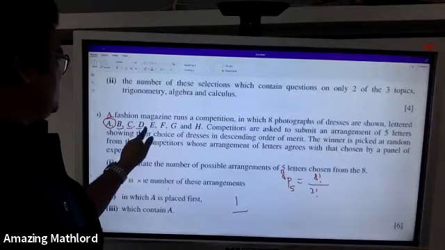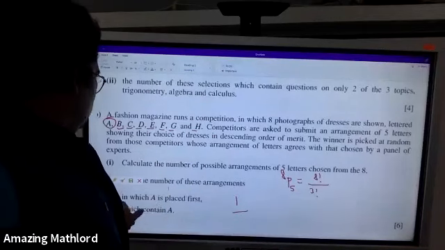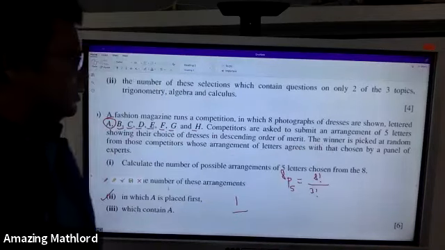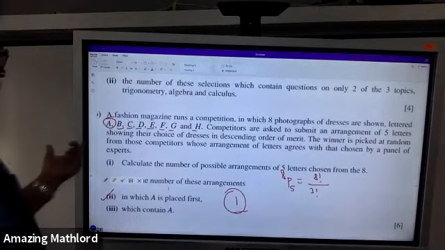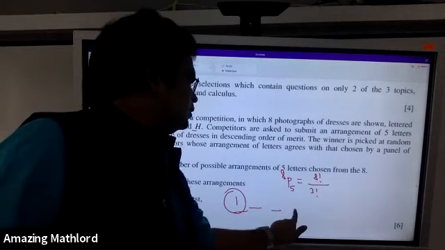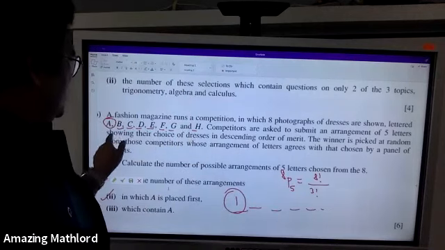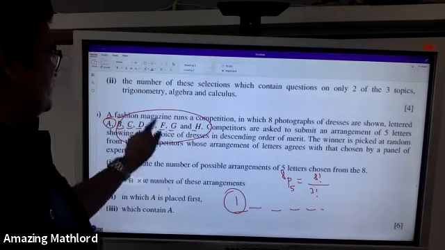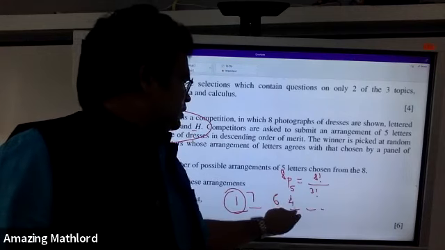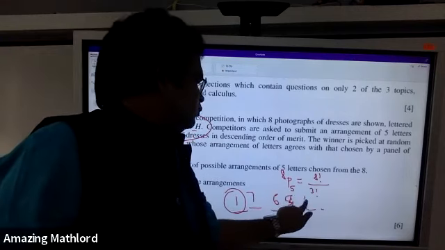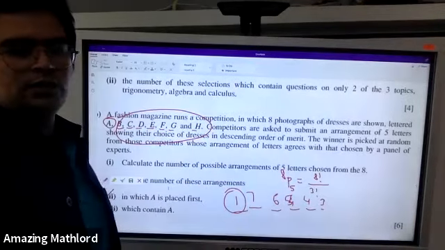And now there are the remaining 7 letters, and from here we have to put 4 of them. Since the first one is already placed as A, the remaining ones can be placed in a proper order. Since A is already gone, how many choices are left? Basically 7 for this, 6 for this, then 5 for this, 4 for this, and you can say 3 for this. So this is how you do the second question.